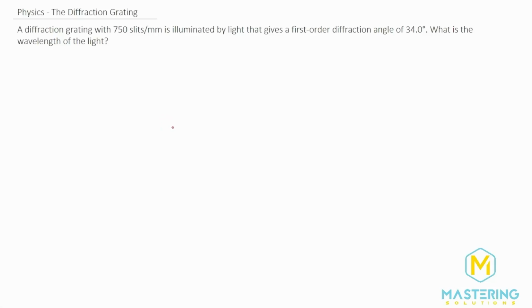In this question, we have to figure out what the wavelength of the light is for this diffraction grating. And we're going to be using the equation sine of the angle is equal to m times lambda over d. Now, we don't know what the lambda is. Obviously, that's what we're trying to solve for.